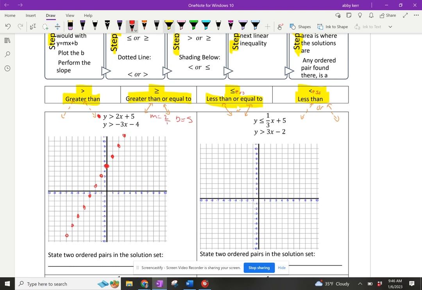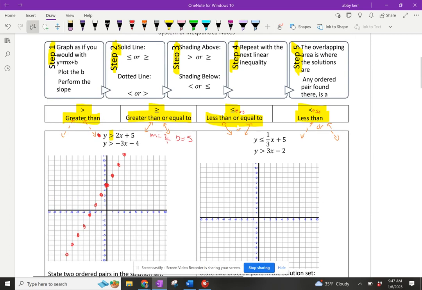So since my symbol is greater than, that leads to step 2. Since it's greater than, I know that it's going to be a dotted line or a dashed line. So that's just going to act like a boundary. Now step 3, since it's a greater than, we're going to be shading above. So what I would like you to do is put your pencil on your boundary line and start going up. And I want you to do this for the entire line.